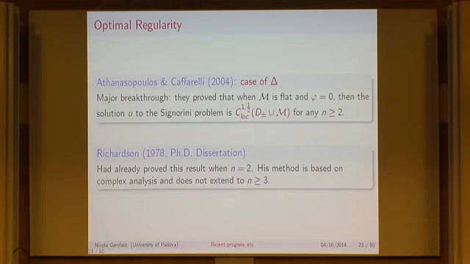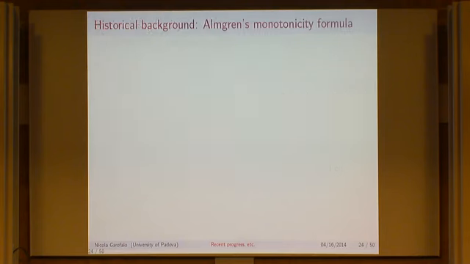This dissertation is available online from the University of British Columbia. So when n is equal to 2, Richardson had already proved this result. But his methods are based on complex analysis and do not extend to higher dimension. So this result of Athanasopoulos and Caffarelli really was a major breakthrough at that time.